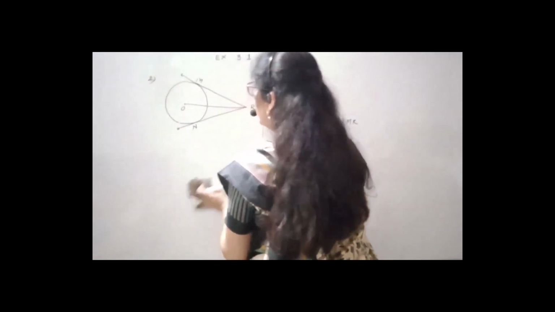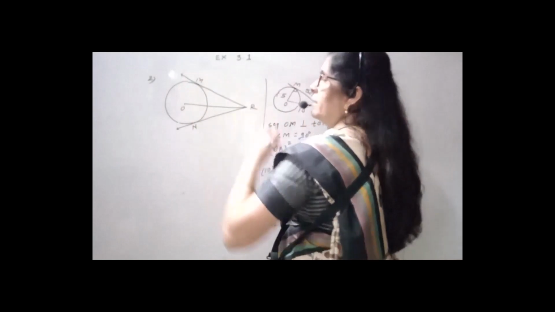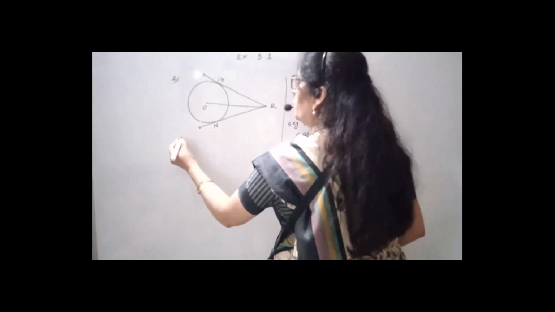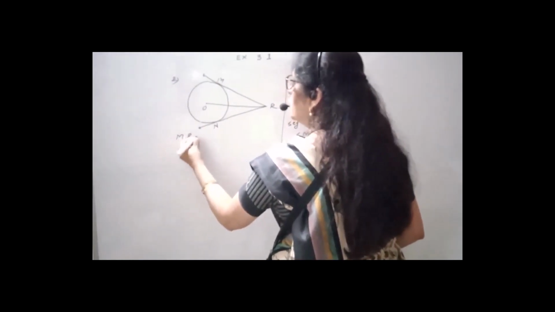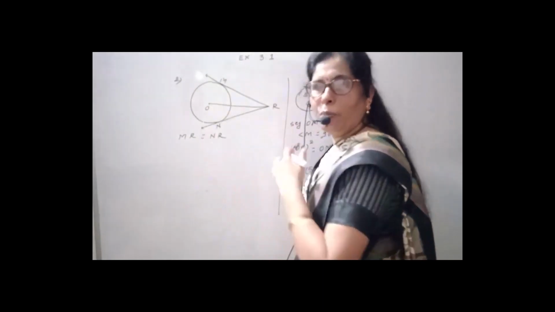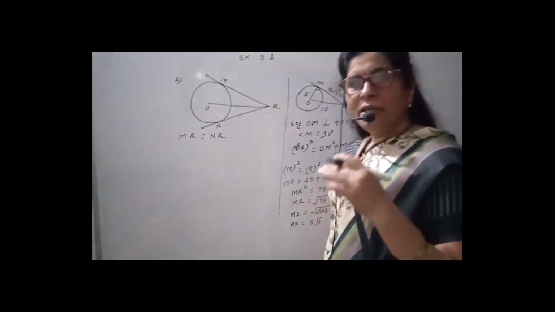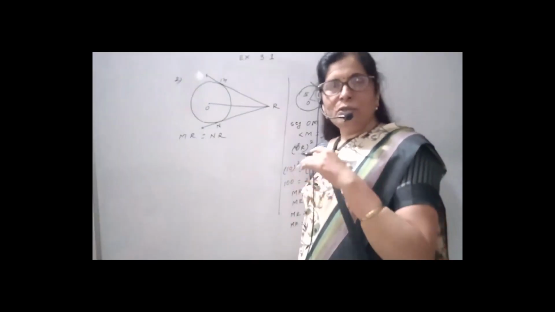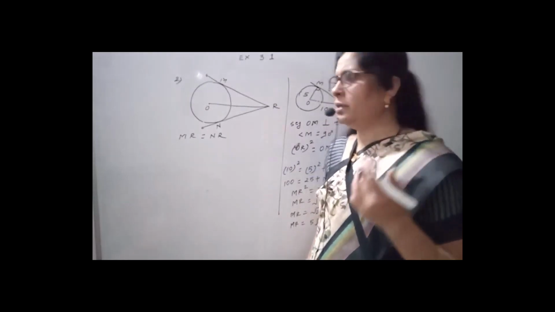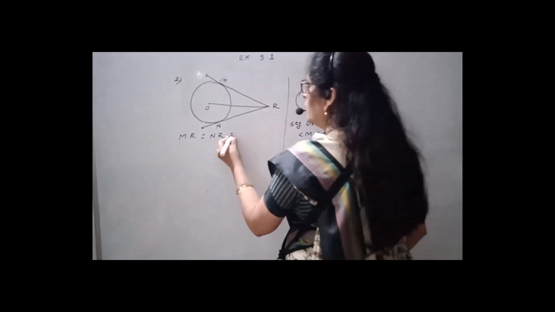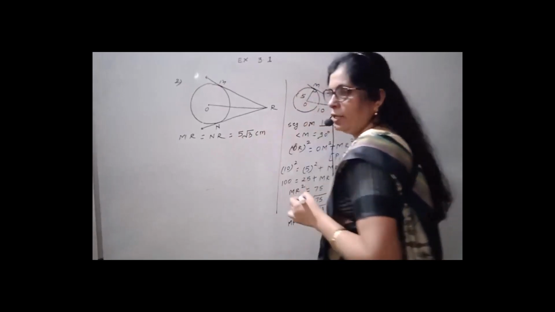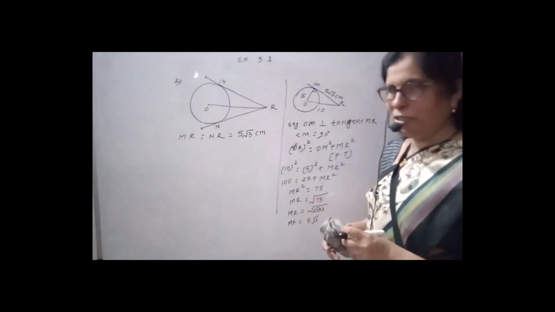But what is MR? It is the tangent drawn from the exterior point. Therefore, MR is equal to NR. Why? Because of the property of the tangent that if tangents are drawn from an exterior point of the circle, the tangents are congruent. So MR is equal to NR and the length of each tangent segment will be 5 root 3 centimeter.